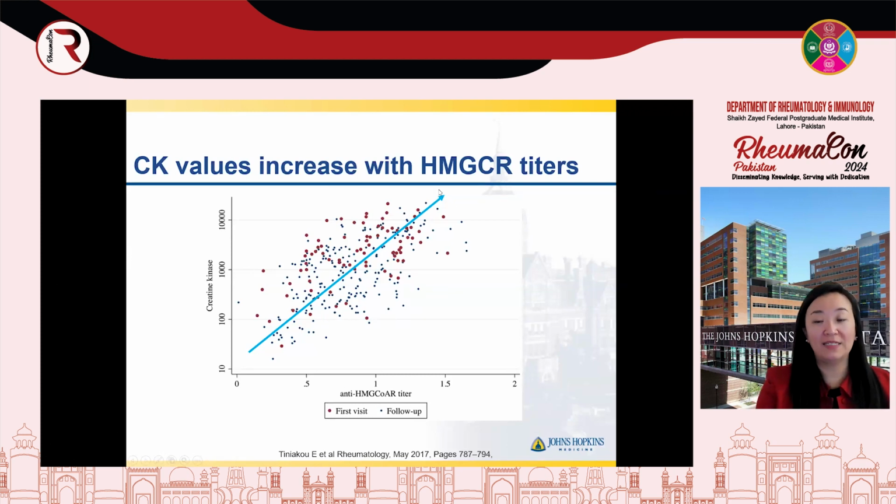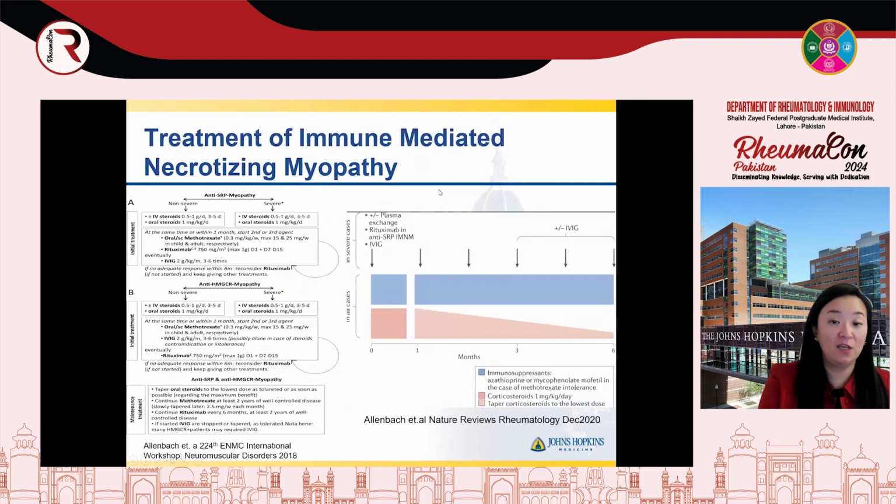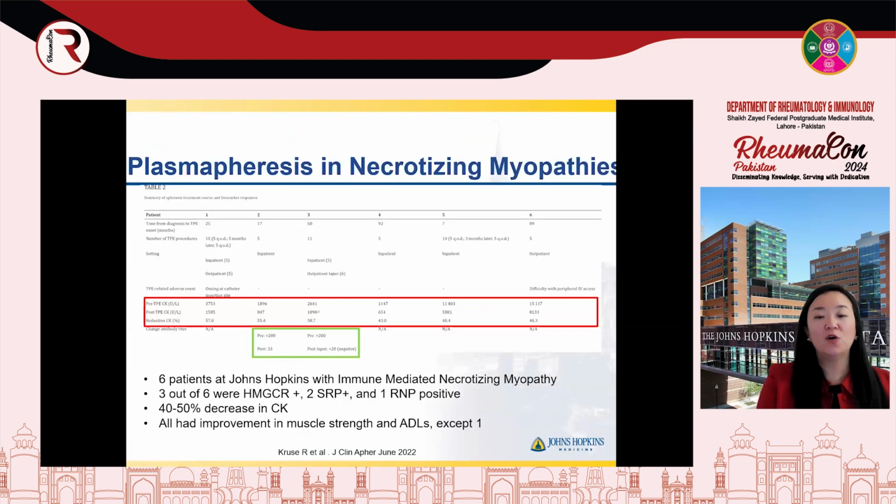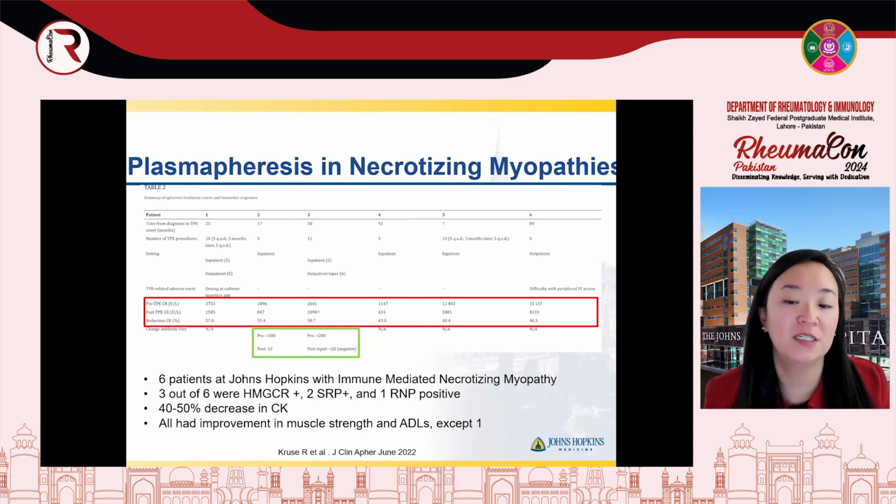that correlates with high CK levels, and that may indicate more active disease. So if you use plasmapheresis, you're removing the autoantibodies that are potentially pathogenic and driving the disease, and this helps with the treatment and management of necrotizing myopathy. So about 6 patients with immune-mediated necrotizing myopathy were included in this study at our Hopkins transfusion medicine.